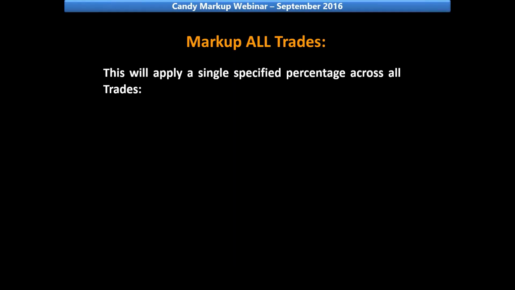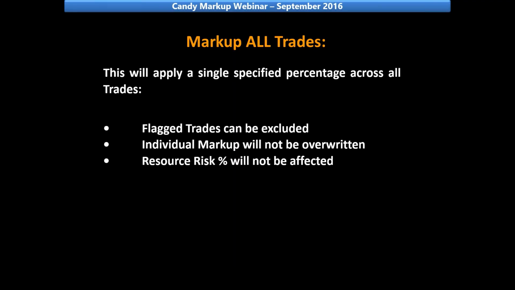When looking at Markup All Trades, this will apply a single specified percentage across all trades. Flagged trades can be excluded from this markup, individual markup will not be overwritten, and your resource risk percentage will not be affected.